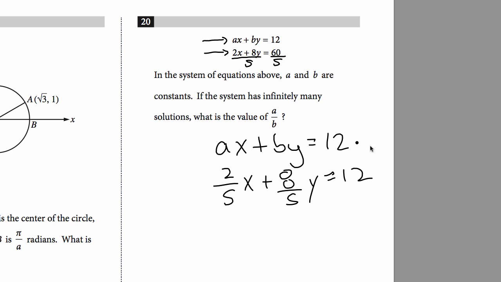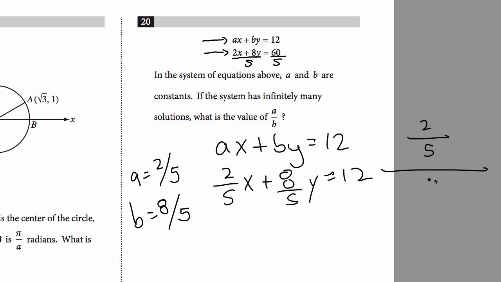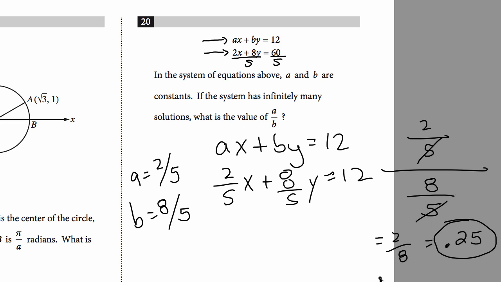So now, for these two equations to be exactly the same, a has to equal 2/5. So a is 2/5, and b has to equal 8/5, right? Because that would make the two equations identical. What is the value of a over b? So now we're just dividing. So that's going to be 2/5 all over 8/5. And the 5's cancel out, right? And you're left with 2 over 8 or 0.25. Final answer, and you're done.